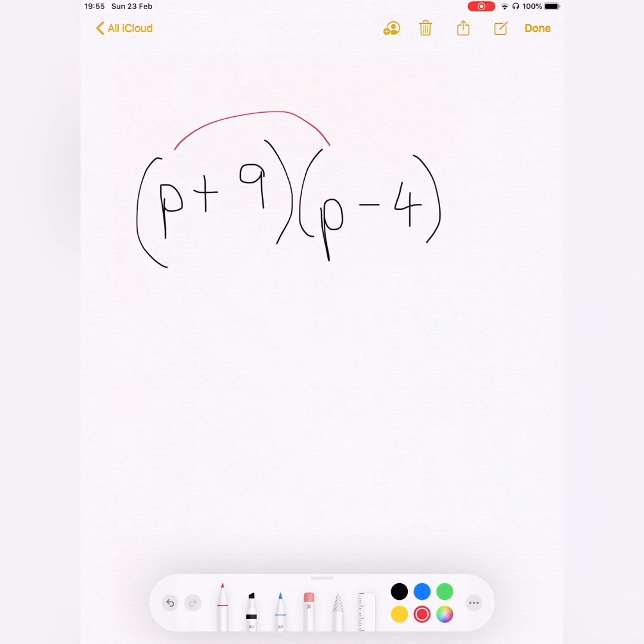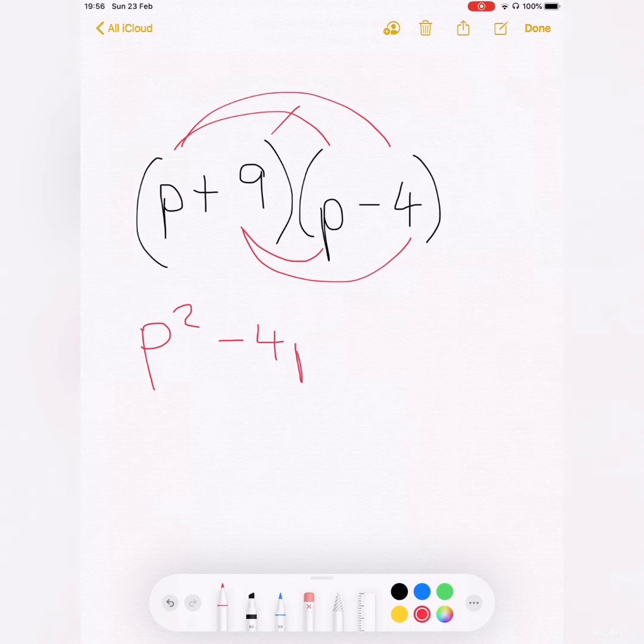So again, we must first draw on our moons, and then we times along. So we do p times p, which gives us p squared. P times minus 4, minus 4p. Then we've got 9 times p, which is plus 9p, and then 9 times minus 4 is minus 36.